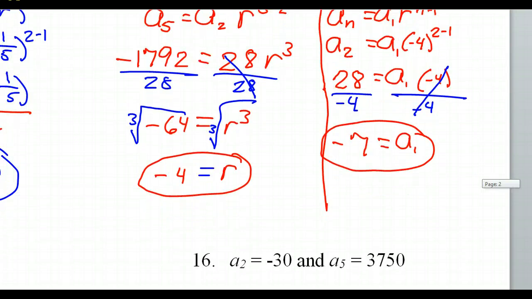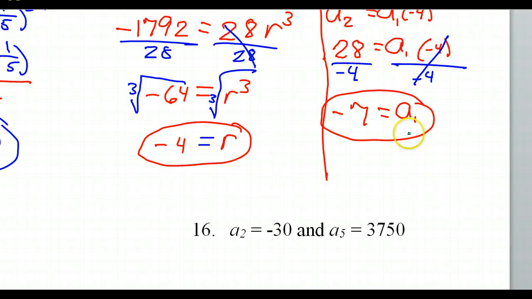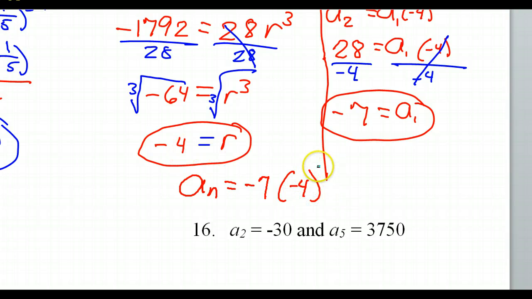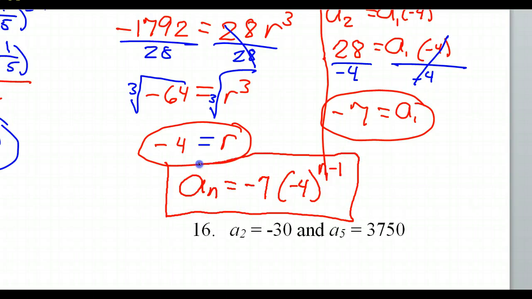So look, I've got the two things I needed, a1 and r. That means I can go ahead and write the rule. So an is going to equal negative 7 times negative 4 to the n minus 1 power. So that is the rule right there.